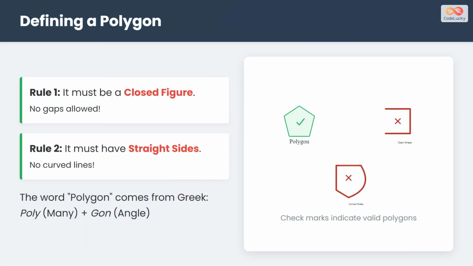A polygon is defined by two very specific rules. First, it must be a closed figure, meaning there are no gaps in the outline. If water were inside, it wouldn't leak out. Second, it must have straight sides. If a shape has any curved lines, like a circle or an oval, it is not a polygon.